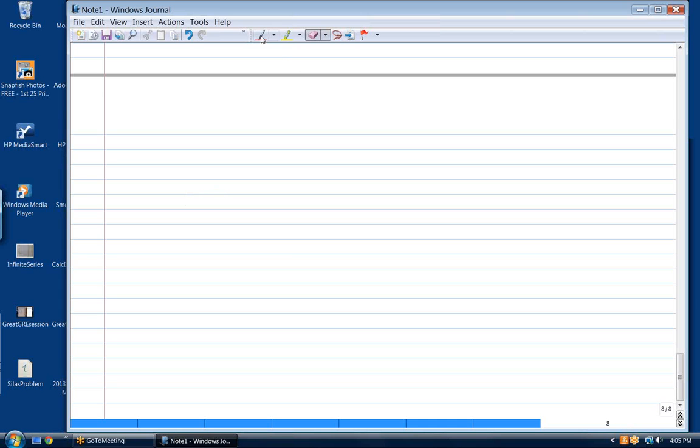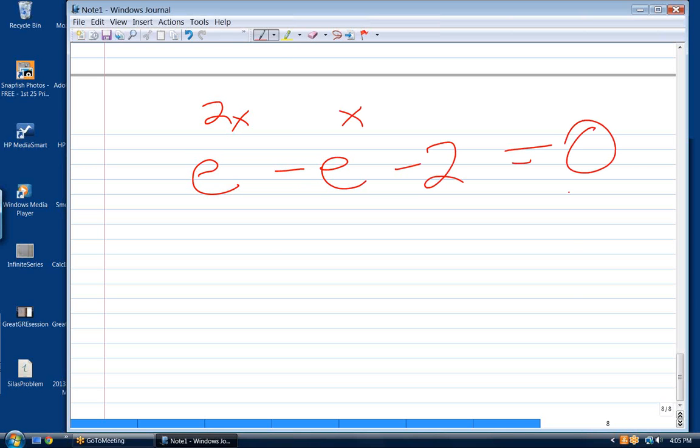Let me give you another potential one. e to the 2x minus e to the x minus 2 equals 0. That is a quadratic. It doesn't necessarily look like one because e is a number and x is the variable. But notice that if I let z equal, what would I let z equal? The middle term, e to the x.